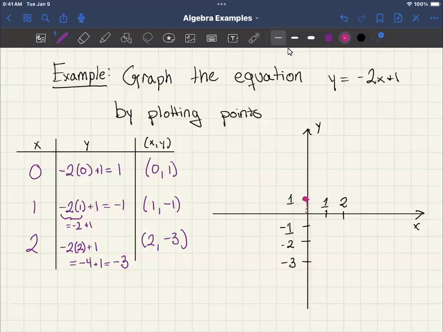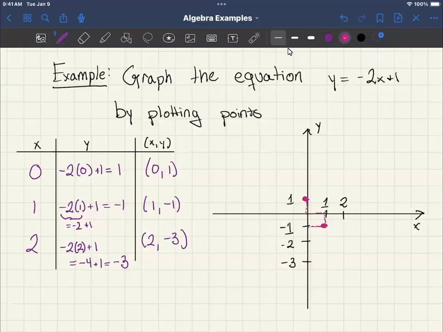Our second point is 1 comma -1. So our x value is 1. We're just going to go over to 1 on the x value. And we can kind of make a little rectangle here. We're going to go down. Our y value is -1. And notice we kind of made a little box there. And at the end of the box is where we're going to put our point.